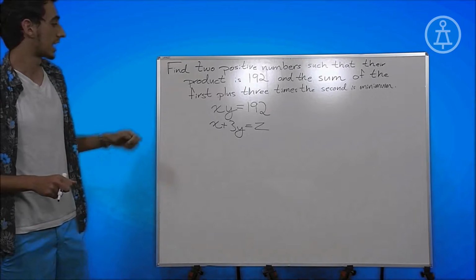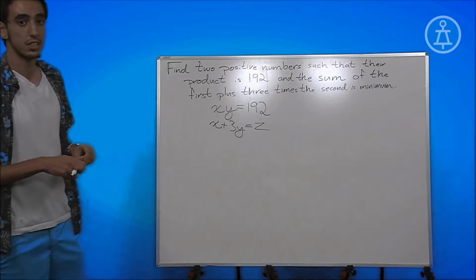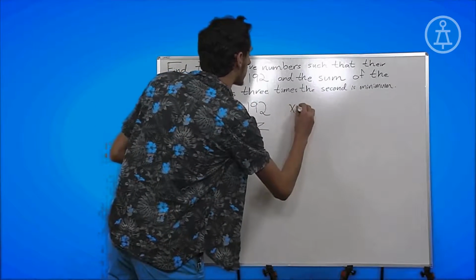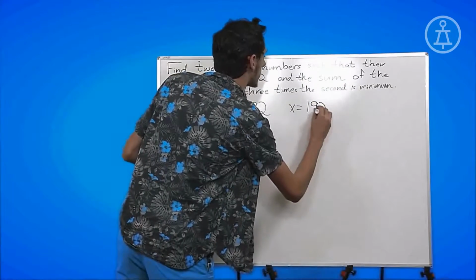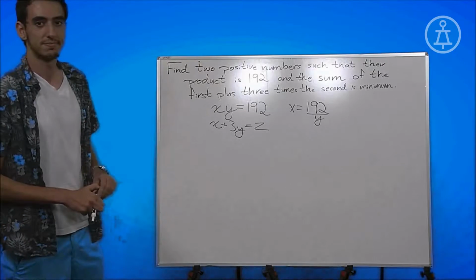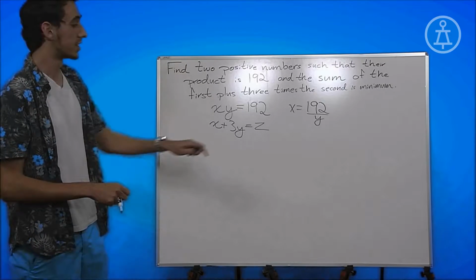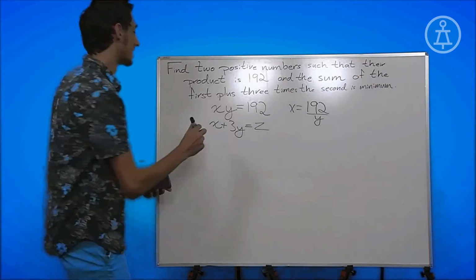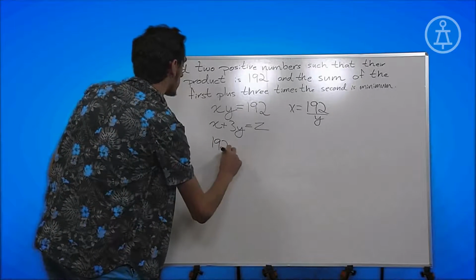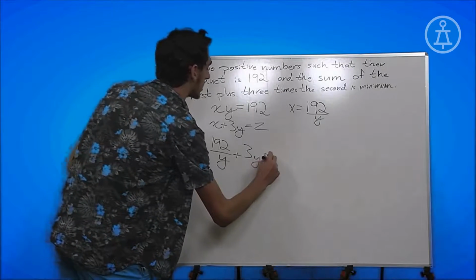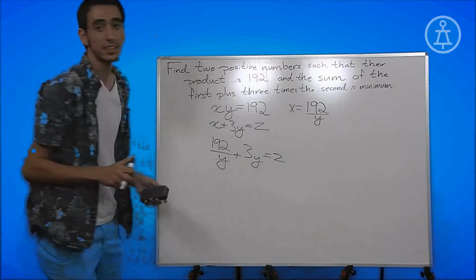So let's first get x in terms of y, so that way we can replace it later. So we have x equals 192 divided by y. So far so good. Now I'm going to substitute this x for my x here in the summation. So 192 over y plus 3y equals z. So we want to make this a minimum.